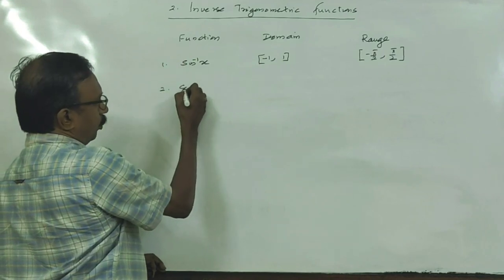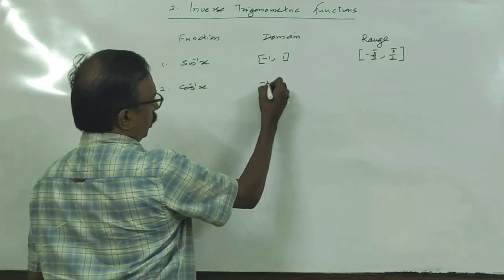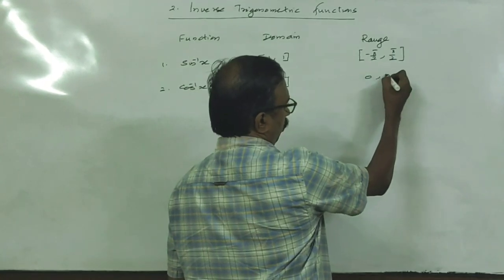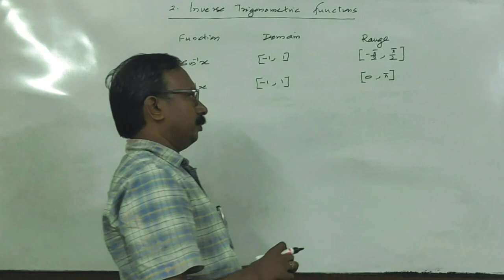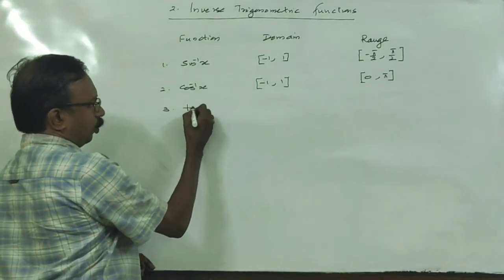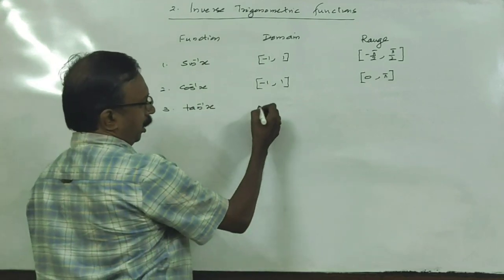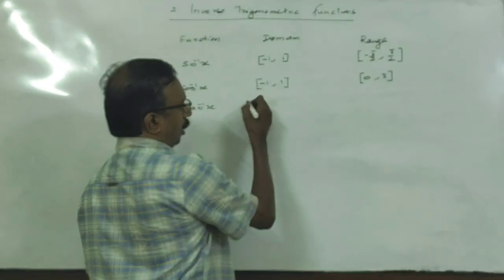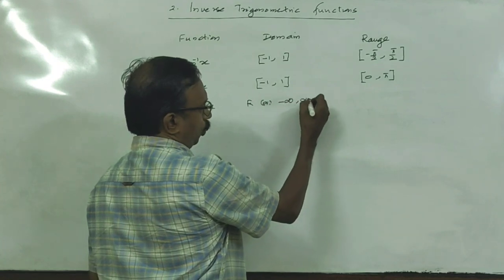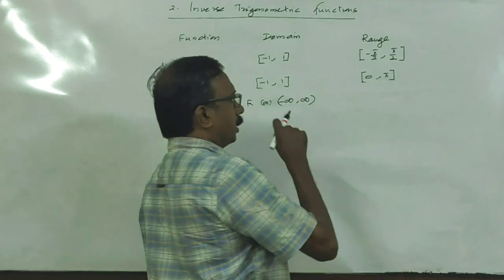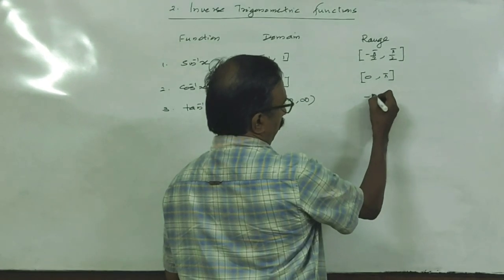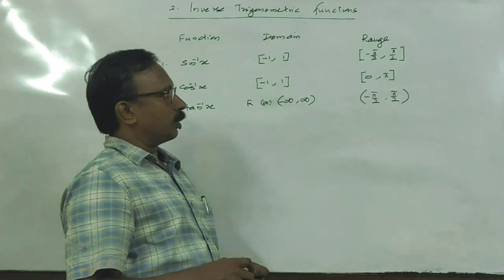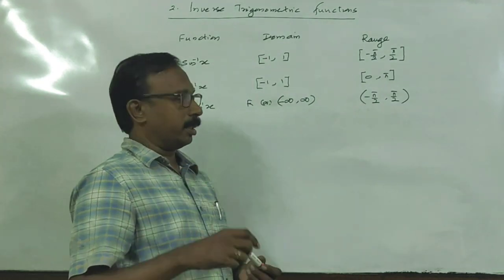Second function, cos inverse x. Its domain is also minus 1 to 1, and the range is 0 to pi, closed interval. Third inverse function is tan inverse x. Its domain is R, the set of real numbers, minus infinity to plus infinity. Its principal value lies between minus pi by 2 and plus pi by 2, but it is an open interval, so minus pi by 2 and plus pi by 2 are not included here.